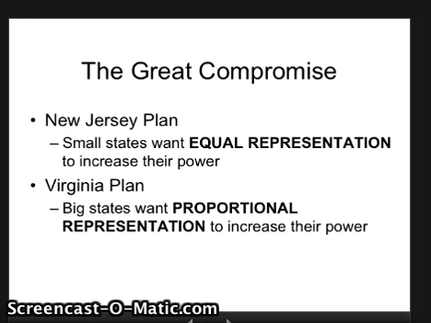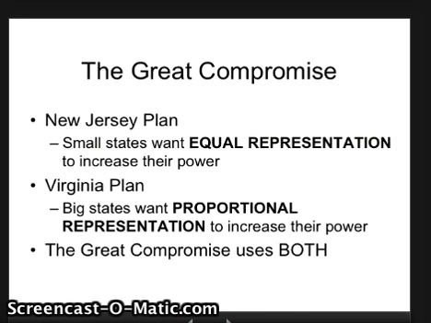The small states believed equal representation was fair because then each state would get the same number of representatives, and the big states believed proportional representation was fair because they had more people, so they believed they deserved more representatives. In the end, we came up with a great compromise that uses both systems. And this is the bicameral legislature that we've been talking about.